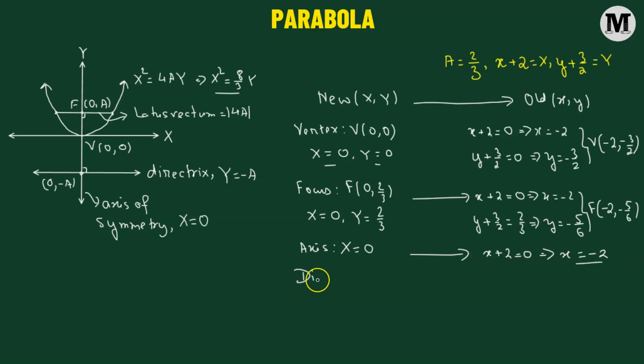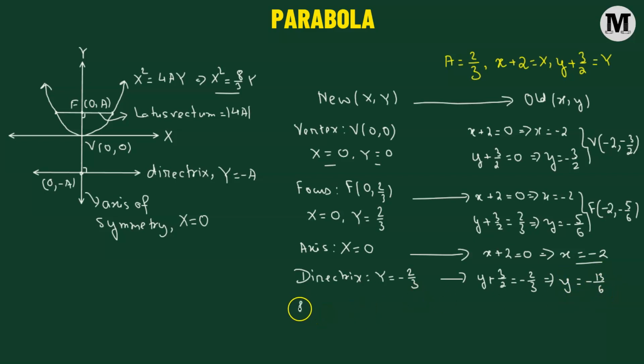Then we have the equation of the directrix. The equation of the directrix is given by Y equals negative a, with a being 2 thirds. So we have Y equals negative 2 over 3. Which means that in the old coordinate system, we have y plus 3 over 2 equals negative 2 thirds. So that's going to give us y equals negative 13 over 6. So this is going to be the equation of the directrix line.